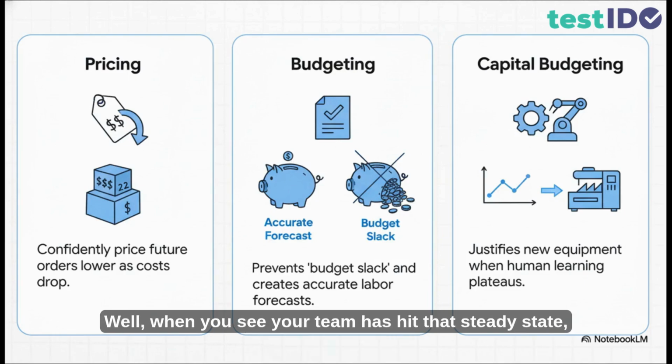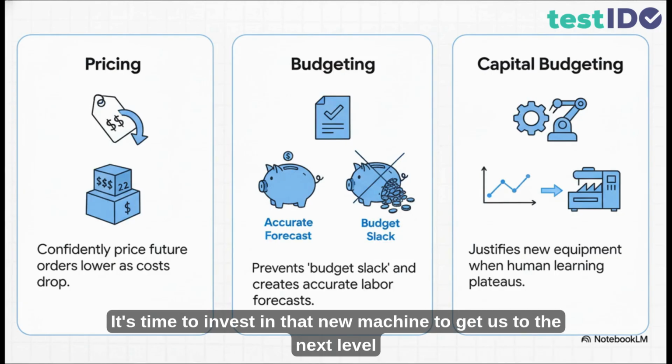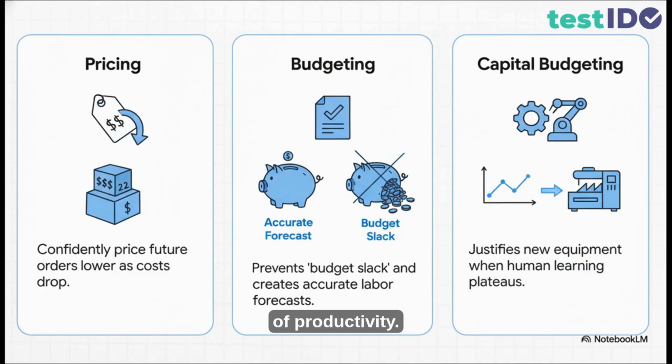And for capital budgeting, well, when you see your team has hit that steady state, that's your data-driven proof to say, hey, our people are maxed out. It's time to invest in that new machine to get us to the next level of productivity.